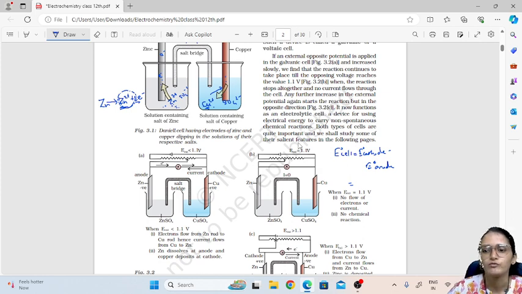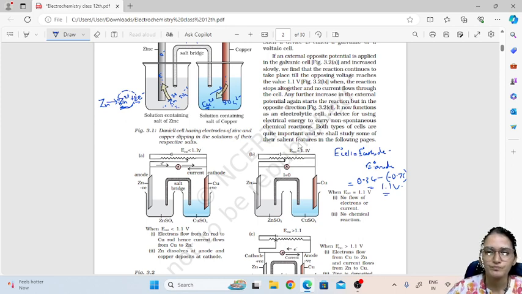So from the table, mostly they give the E naught values of the ions. So cathode is copper. E naught value of copper is 0.34. And E naught value of zinc is minus 0.76, which will be given to you, or you can refer to it in the table in your textbook. So 0.34 minus E naught of anode, which is minus 0.76, will give us the value 1.1 volt, and that is the electrode potential of the galvanic cell.